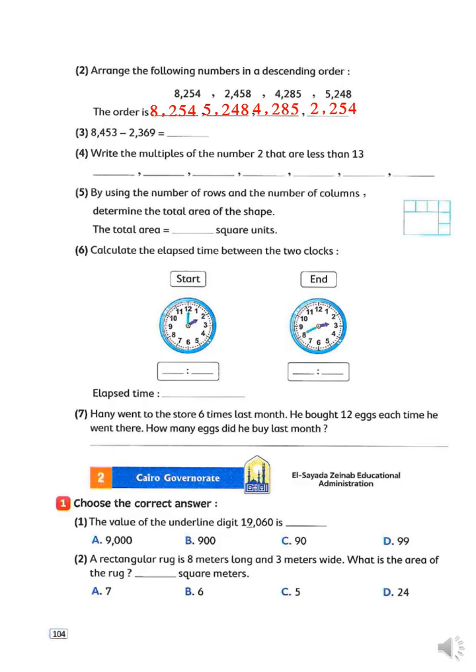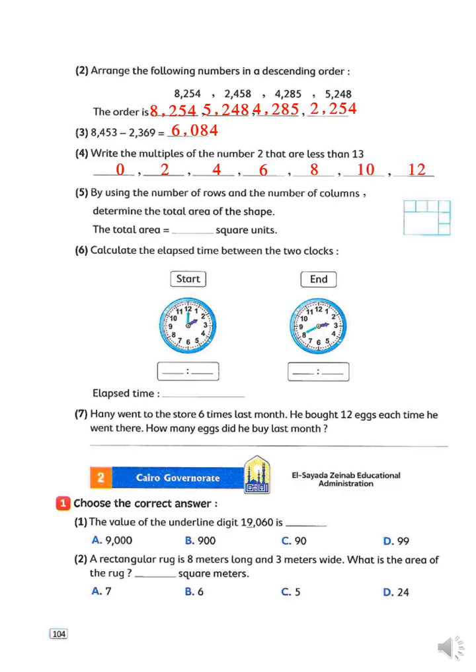The next question, 8,453 minus 2,369 equals 6,084. The next question, write the multiples of the number 2 that are less than 13. 0, 2, 4, 6, 8, 10, 12.